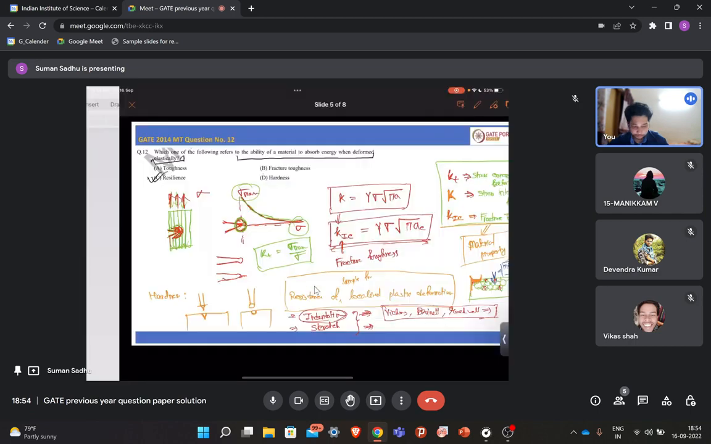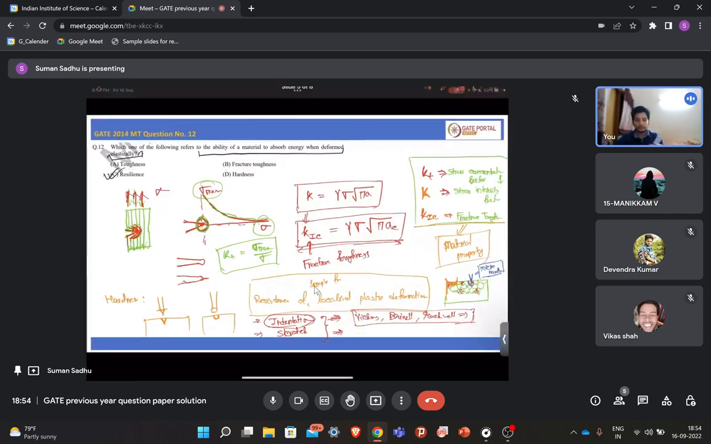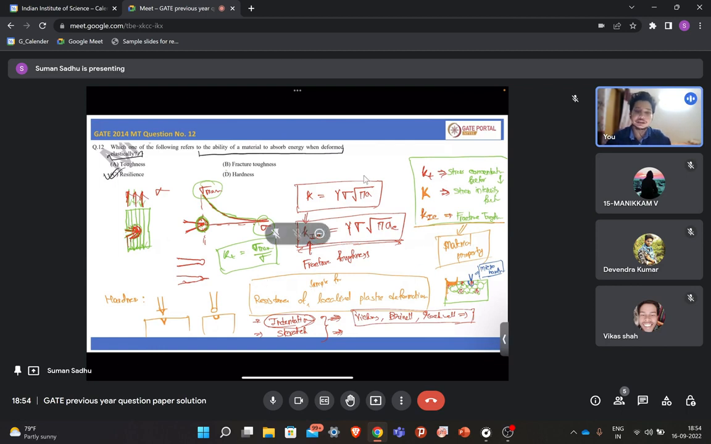Fracture toughness is basically... okay, let me first tell the definition. The definition is that fracture toughness is a critical stress intensity factor for which your crack propagation rate will be very rapid and which will lead to the fracture. It is a critical value for which your fracture will occur.